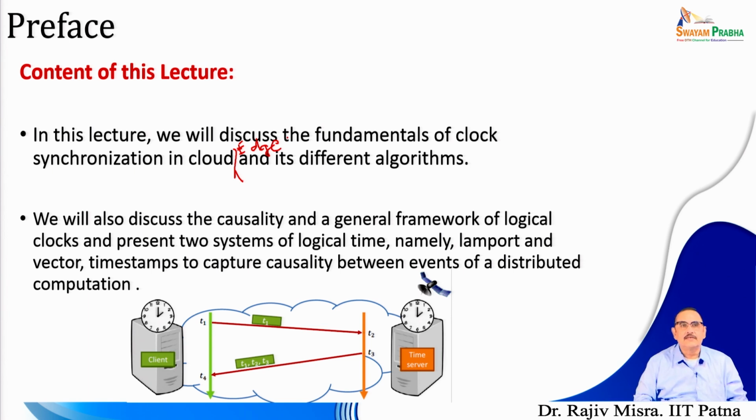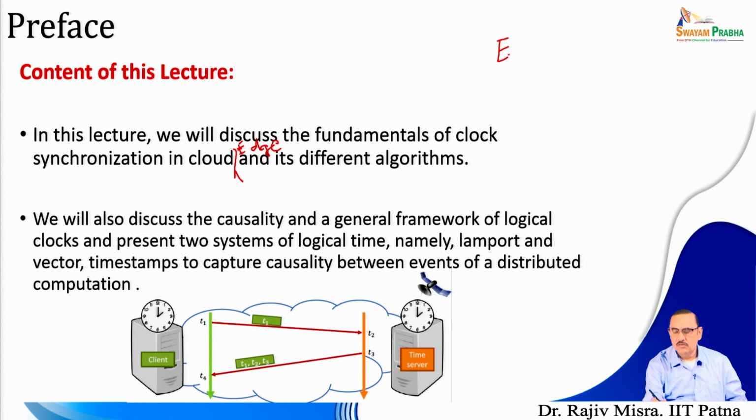We will discuss the causality and the general framework of the logical clock and present two systems of logical time, namely the Lamport and the vector time stamps, to capture the causality between the events of distributed computation. Again, let us summarize what we are going to discuss here in this lecture.